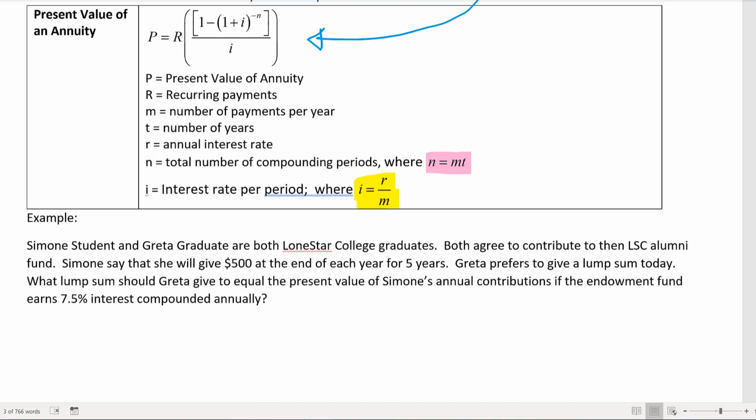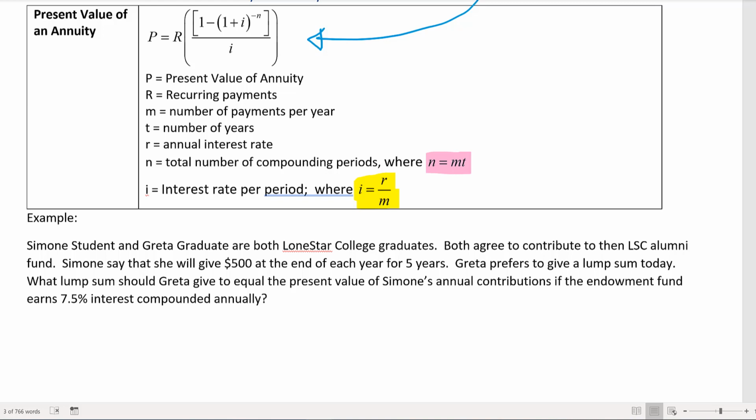So our first example: Simone Student and Greta Graduate are both Lone Star College graduates. Both agree to contribute to the LSC Alumni Fund. Simone says that she will give $500 at the end of each year for 5 years. Now Greta, on the other hand, prefers to give a lump sum today. What lump sum should Greta give to equal the present value of Simone's annual contributions if the endowment fund earns 7.5% interest compounded annually?